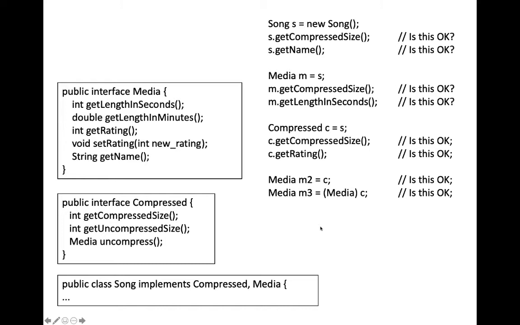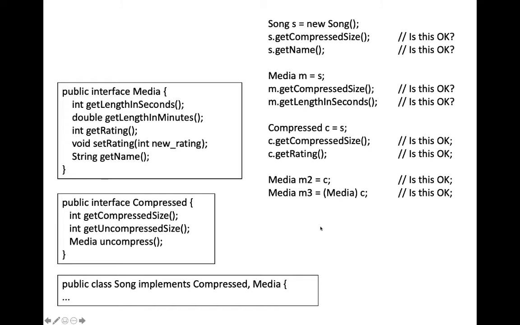So if I have my reference through song, then yeah, sure, I can get to getCompressedSize because song implements compressed, and getCompressedSize is one of the methods that song must implement in order to make that statement true, and things are good. Similarly, getName, no problem, right?